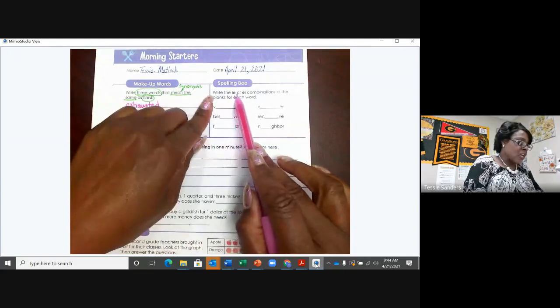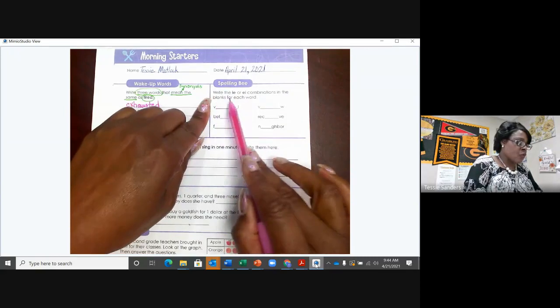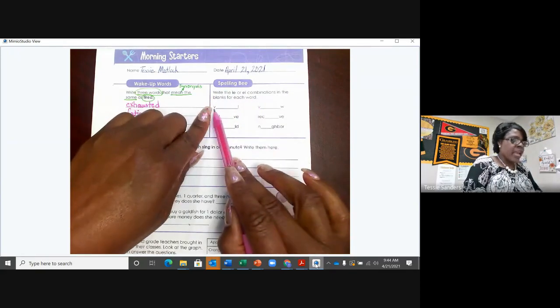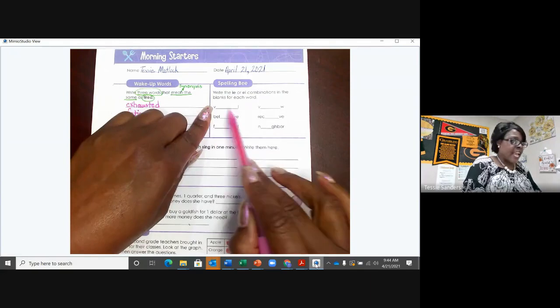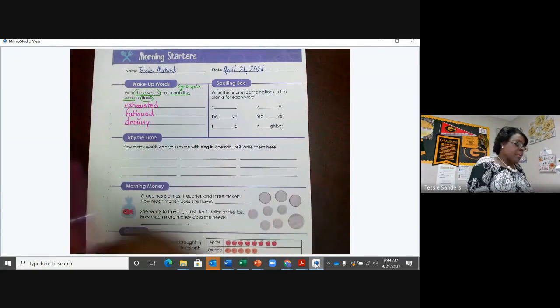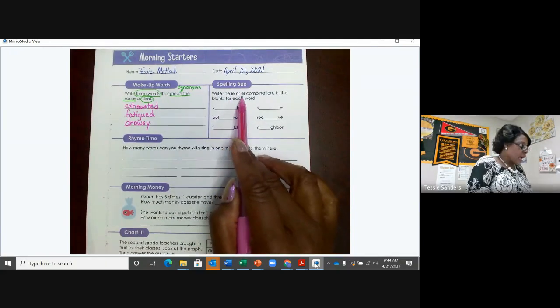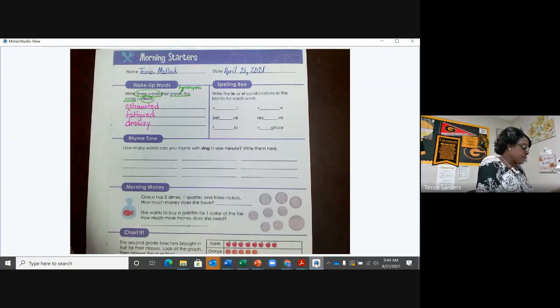Spelling bee. Write the IE or EI combinations in the blanks for each word. We have the letter V and the letter L. So this can be VIEL or VEIL. I'll tell you why. If we spell VIEL, and I'm using my phone as my resource, my cell phone as my resource.